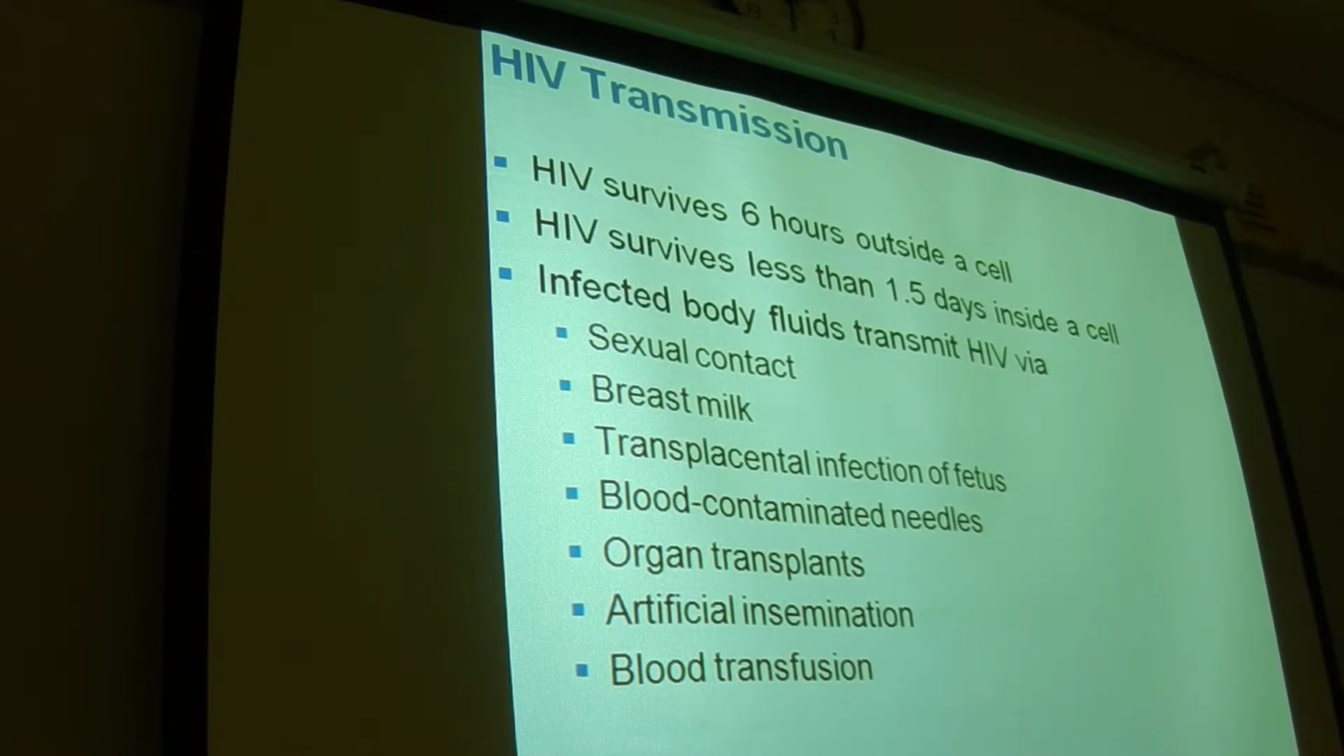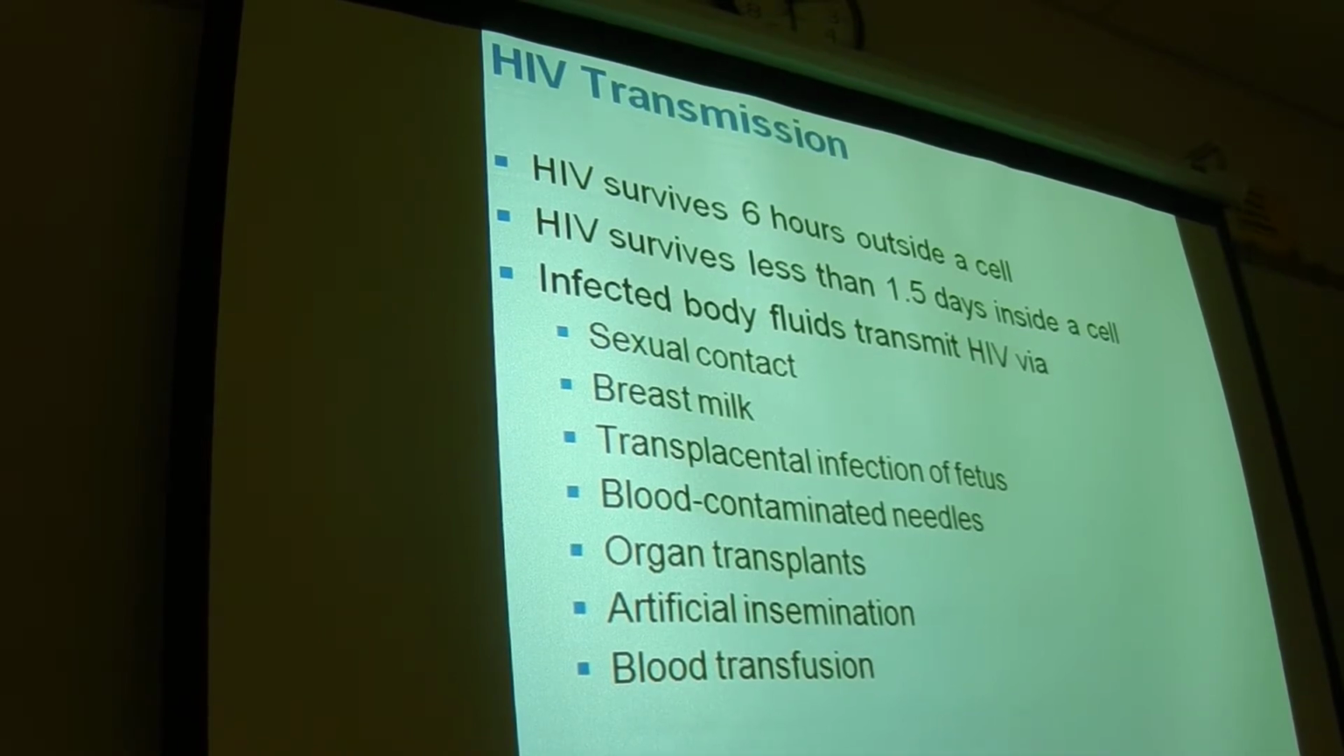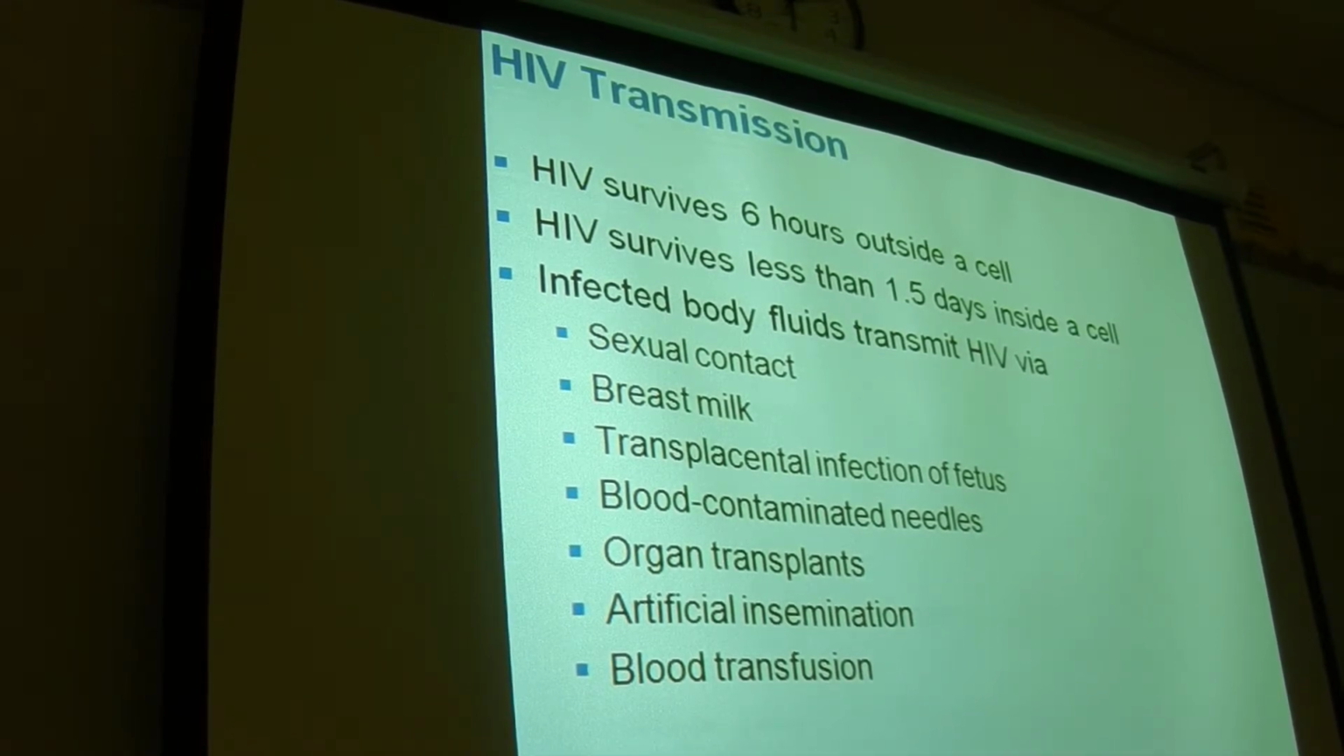So the way HIV is transmitted, it can survive 6 hours outside a cell. So just in a droplet of blood that might be on a surface somewhere, HIV can remain alive for about 6 hours. Inside the cell, it survives less than 1.5 days, but that's plenty of time in order to replicate and form more viral proteins, particles. Infected body fluids basically are what transmit HIV.